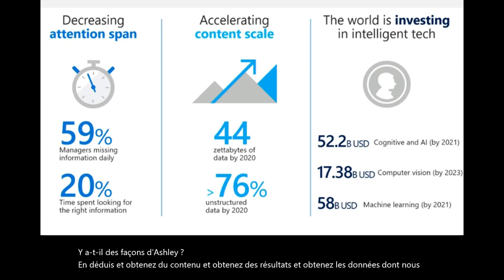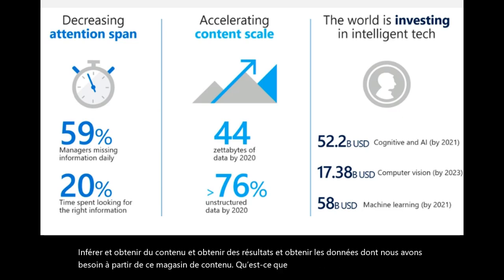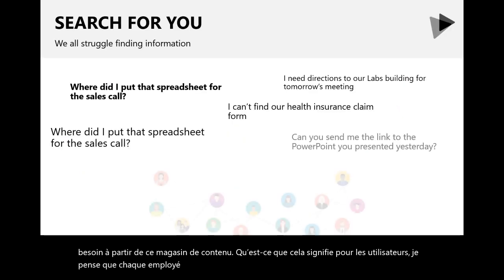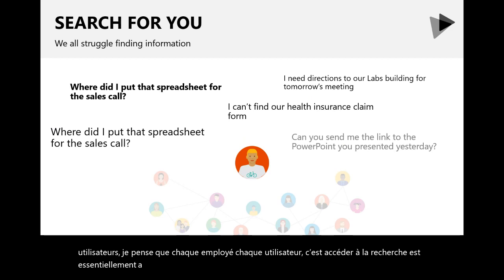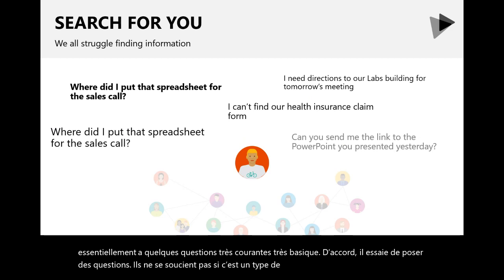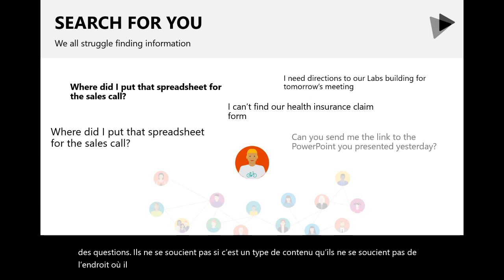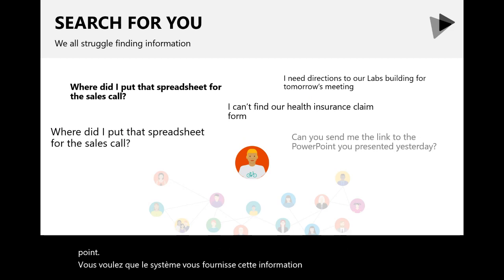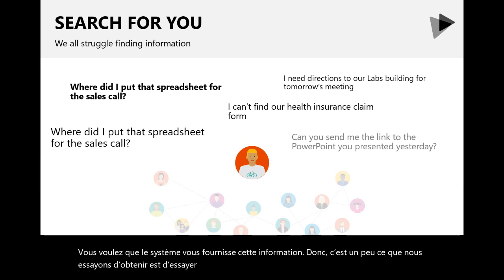So what does that mean for users? I think every employee, every user that's accessing search has some very common, very basic questions, right? They're trying to ask questions. They don't care if it's a content type. They don't care where it's stored, whether it's in Planner, Yammer, Teams or SharePoint. They just want the system to provide that information for them. So this is what we're trying to get to, to improve that struggle of finding information.